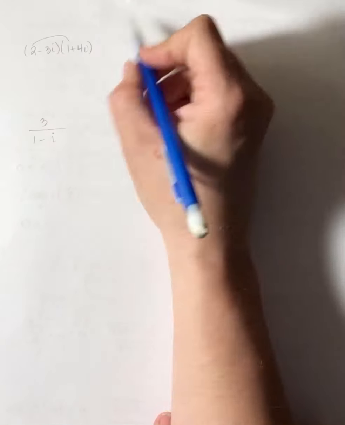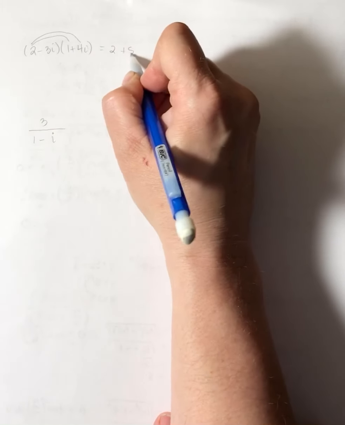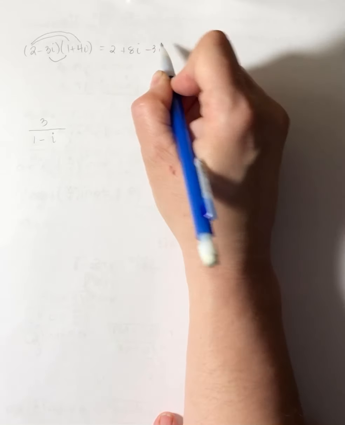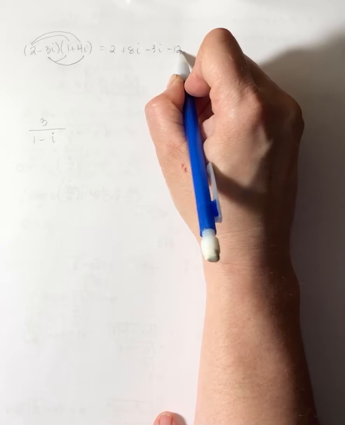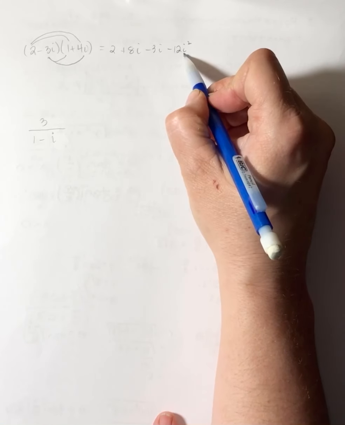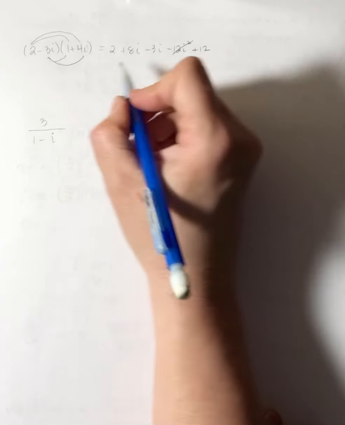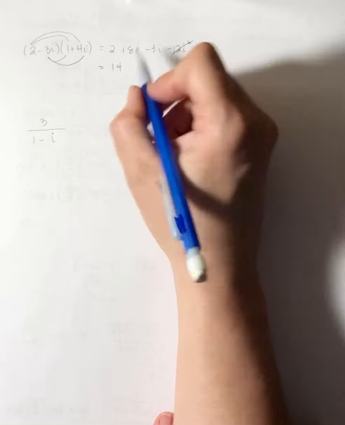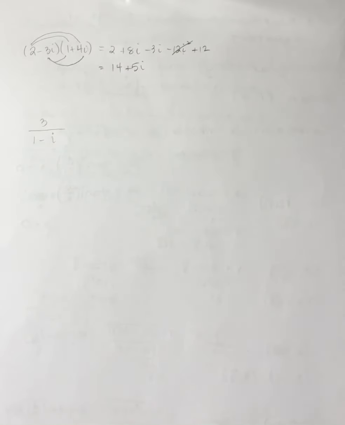So I do 2 times 1 is 2, 2 times 4i is 8i, negative 3i times 1 is negative 3i, and then negative 3i times 4i is a negative 12i squared. But i squared is negative 1, so this is equivalent to a positive 12. So 2 plus 12 is 14, 8i minus 3i is 5i. So multiplying two complex numbers in rectangular form, you FOIL, you're done, that's it, okay?